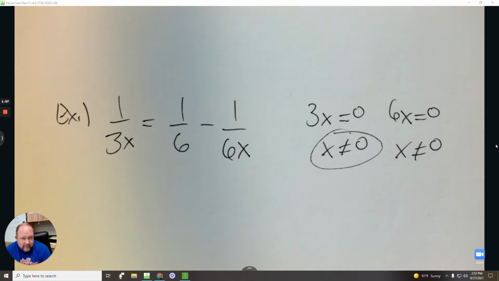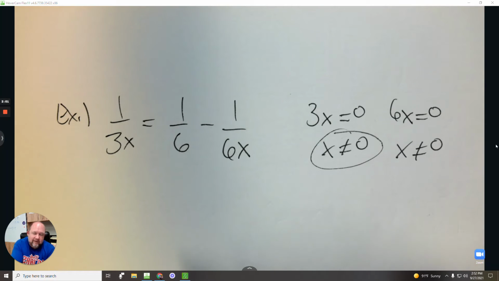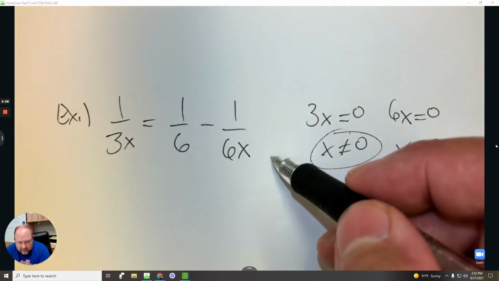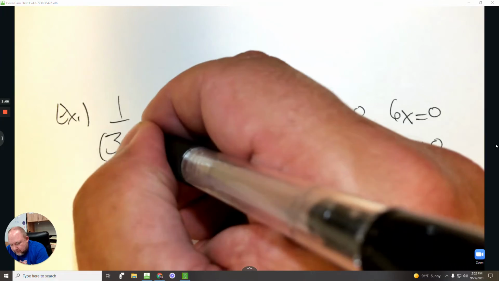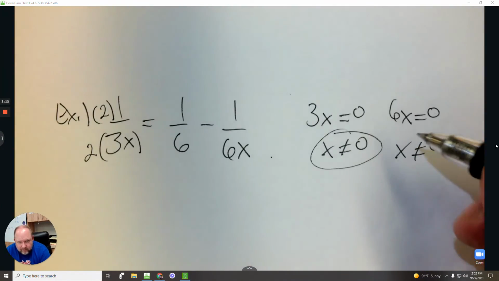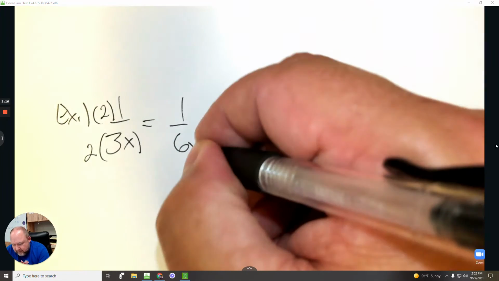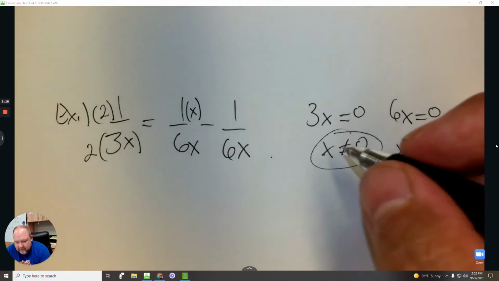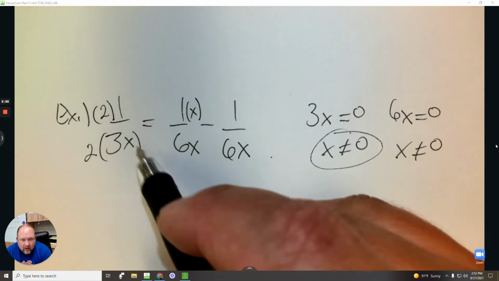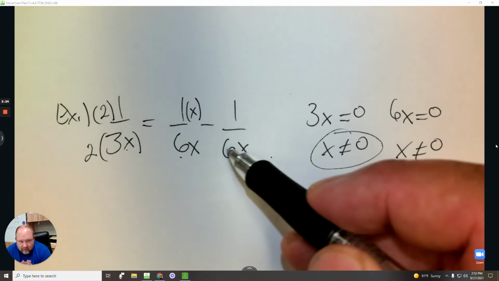And now I want to solve it. There's nothing factorable, so the only thing I can do next is to make all the denominators the same. So how do I make them all the same? I'm going to take the first denominator and multiply top and bottom times 2. That's 6x. The next one, I'm going to multiply top and bottom times x. And then the last one already is the correct denominator. So now all the denominators are the same.